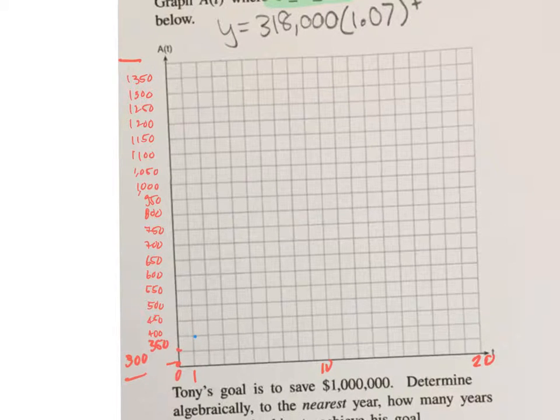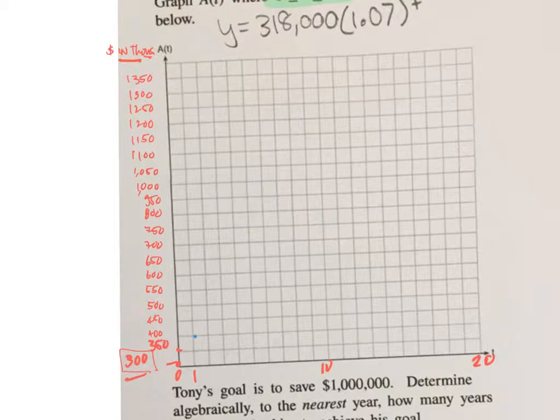1,350,000. Okay. So the key is to not start at 0, but to actually start where our numbers start. I know it's a little confusing, but actually start where your numbers start, because there's nothing that says you can't start there. Just say this is the point 0, comma $300,000. And I would just write, dollars in thousands.